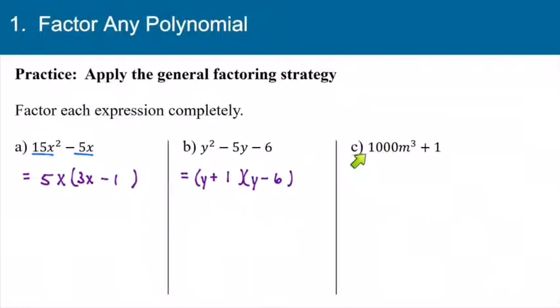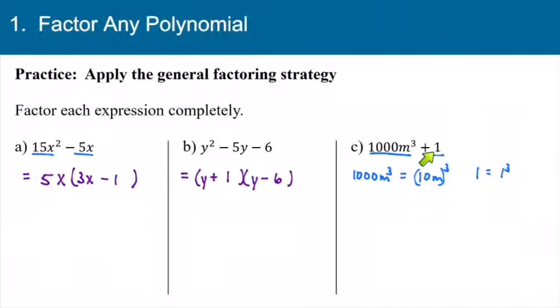Now let's look at part C. Here we have 1,000m to the third plus 1. Now as soon as I see 1,000, that's already making me think about third powers, because I've learned my third powers and I know that 1,000 is the third power of 10. So now I just look at the second term, and that is also a third power. So let's go ahead and write down that 1,000m to the third is the third power of 10m. 10m times 10m times 10m would make 1,000m to the third.